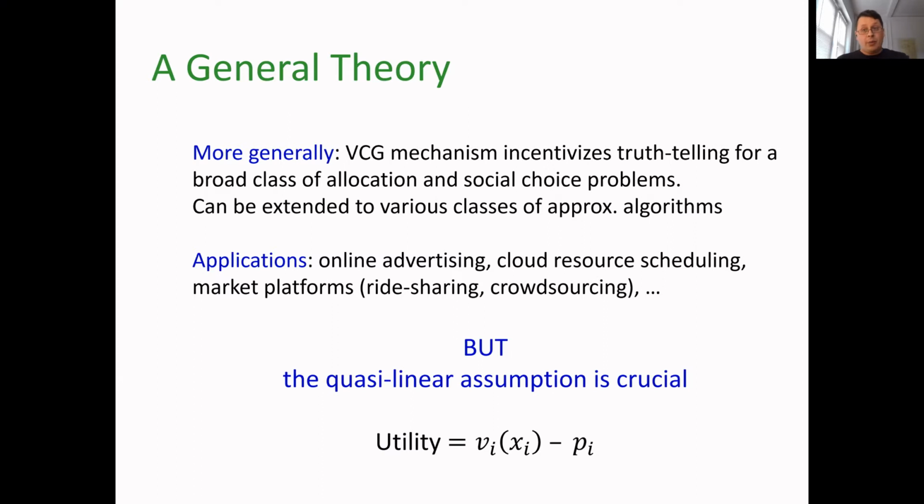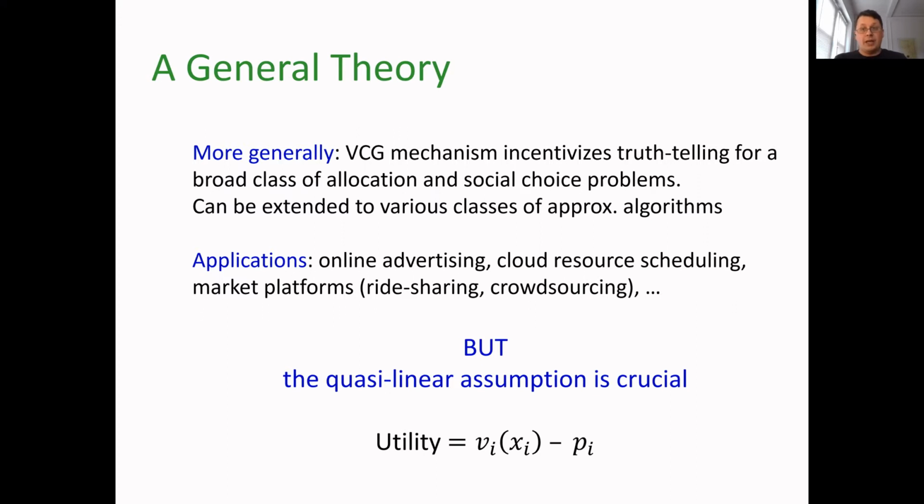The thing I want to point out is that this quasi-linear assumption is very crucial to this result. Our analysis, which shows that agents will report truthfully, requires that they think about the trade-off between value and payment in this way, and in particular that they have a linear value for money. And I want to note that while this is very standard in mechanism design, it's not uncontroversial within economics more broadly.